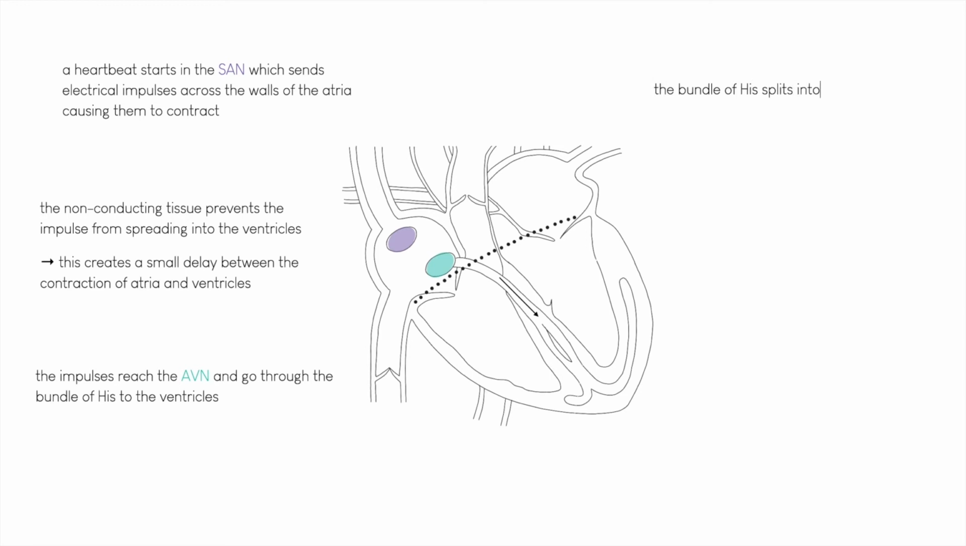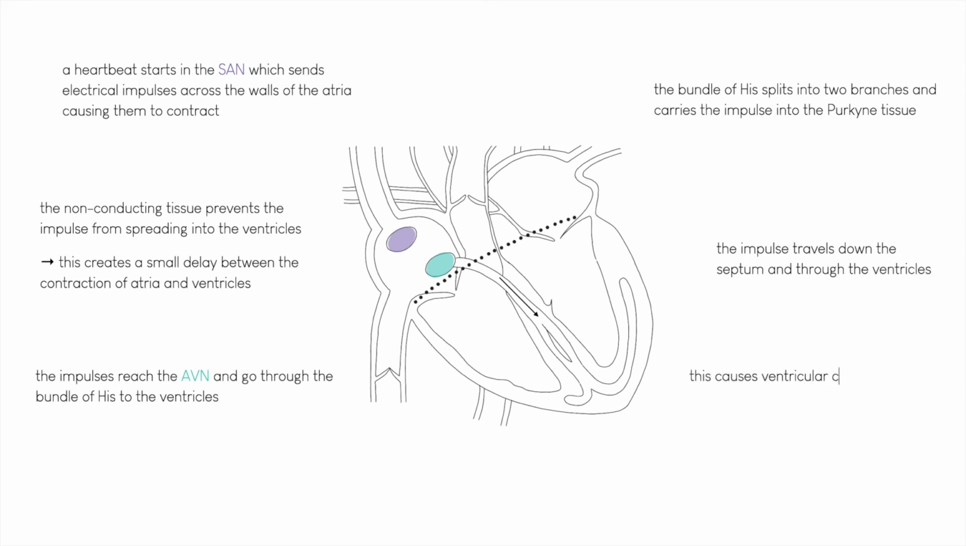The bundle of His splits into two branches and carries the impulse. The impulse travels down the septum and through the ventricles. This causes ventricular contraction from the apex upwards, squeezing blood out of the heart. So finally, here are some example questions.